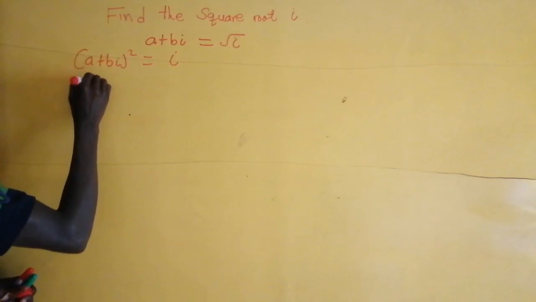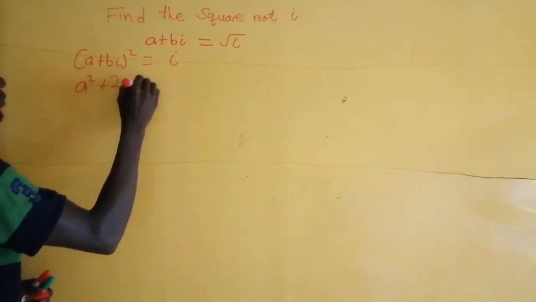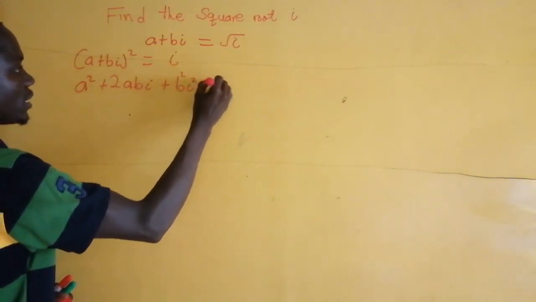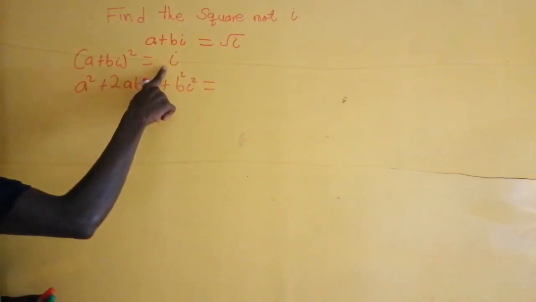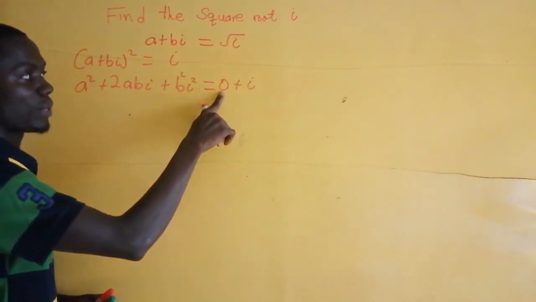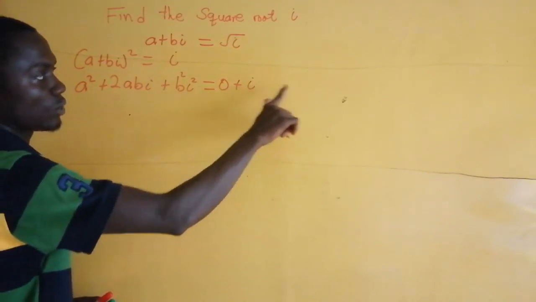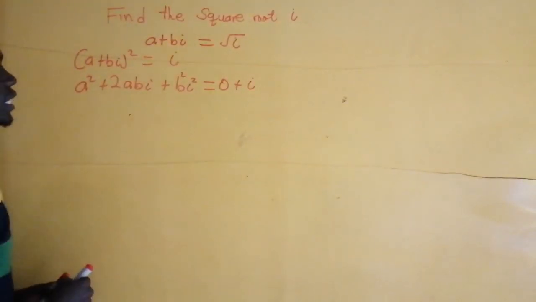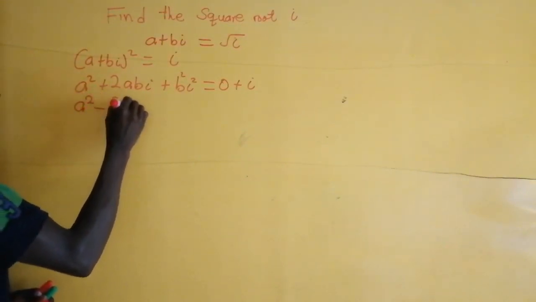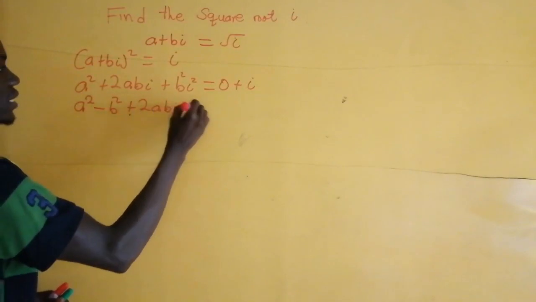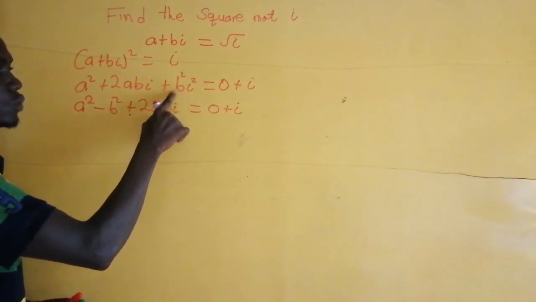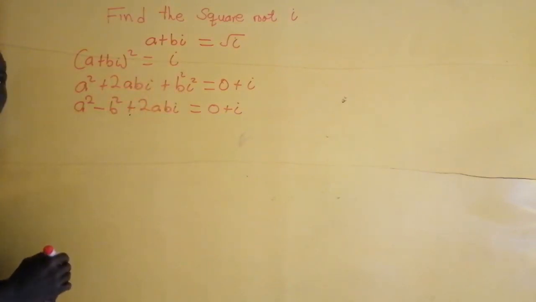Now we have a squared plus 2abi plus b squared i squared equal to, remember we can write i as 0 plus i, where 0 is the real part and we have this one as the imaginary part. Now, this gives a squared minus b squared plus 2abi equal to 0 plus i. Remember, i squared is negative 1. So times b squared will give us negative b squared.